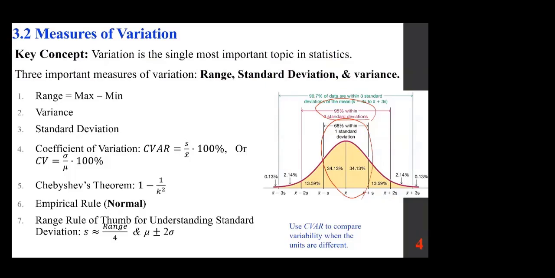We also have range rule of thumb for understanding standard deviation, which is the range divided by 4. And the reason it does, because normally 95% is good enough for everybody. And remember, 95% means 2 standard deviations away from the mean. So that means mu plus minus 2 sigma, or x-bar plus minus 2S. That would be for example.